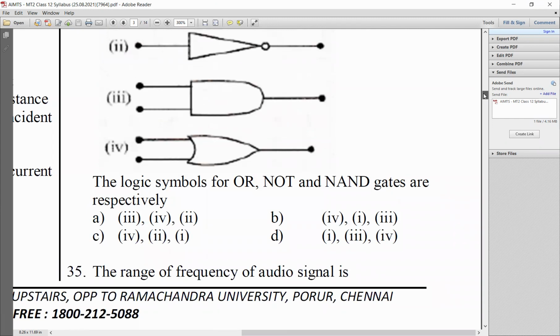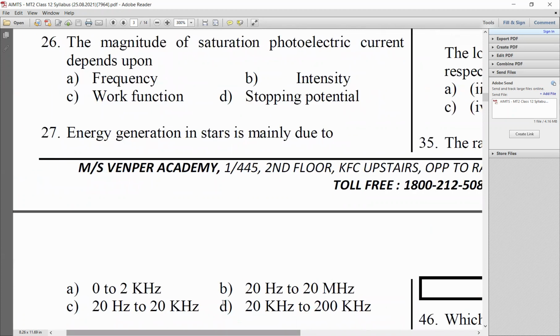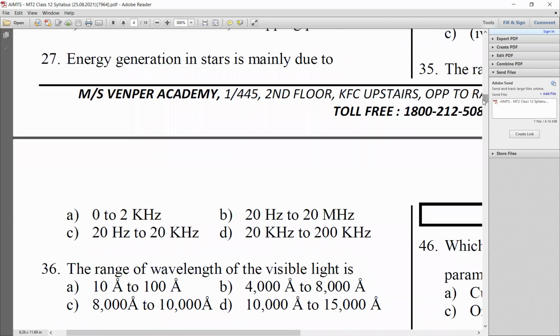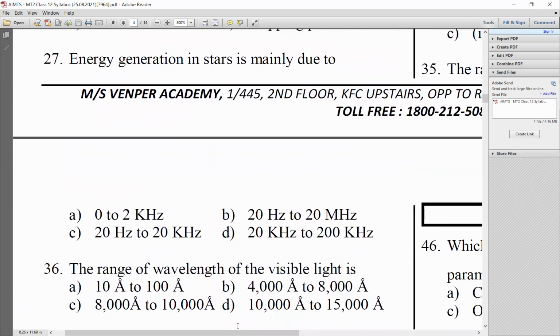35. Range of frequency of audio signals. Theory based question. 0 to 2 kilohertz? See, audio waves, which has high frequency or low frequency? Radio signals or audio signals? Audio signal, right? Yeah, it should be somewhere around 20 hertz to 20 kilohertz. This is what we listen to, 20 hertz to 20 kilohertz.